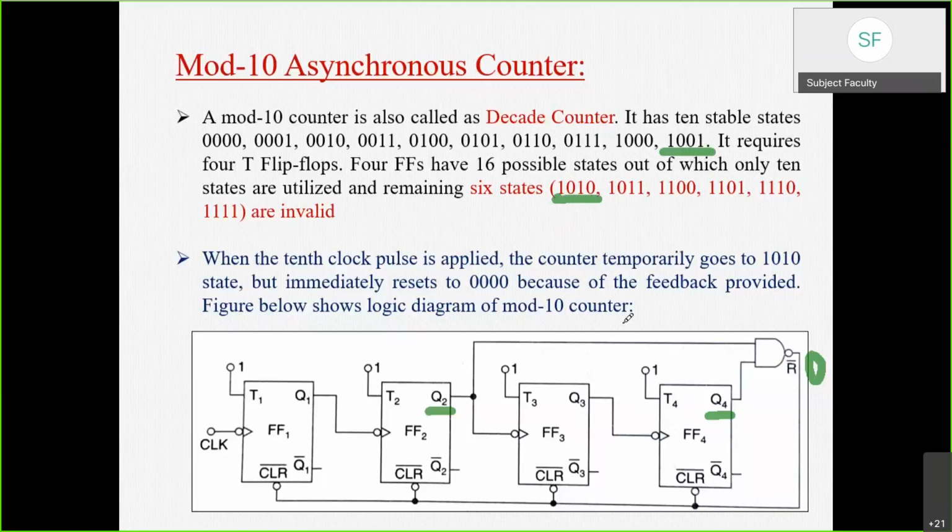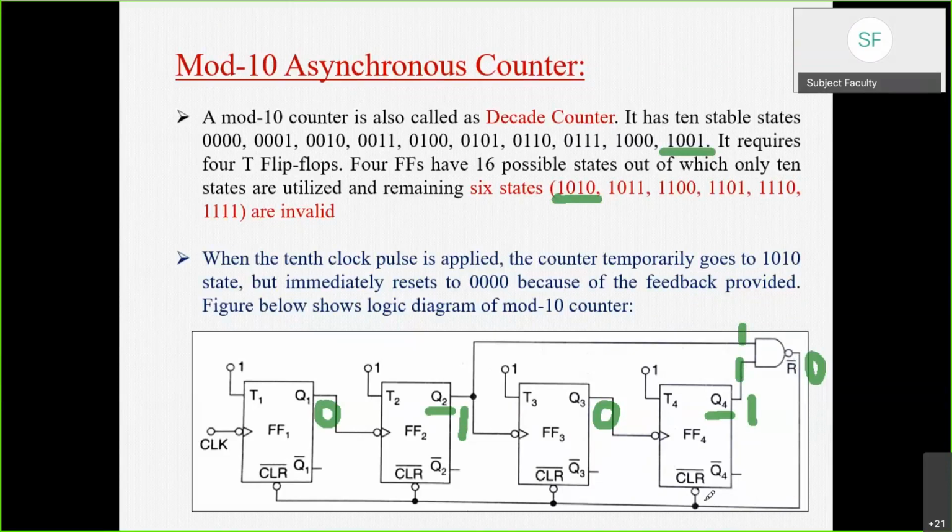Now what happens at this particular state? Q4 is your MSB, always remember, and Q1 is the LSB, so it becomes 1010. Now what happens when this count 1010 comes? Q2 becomes 1. That means one input of the NAND gate is 1, and Q4 is also 1. So both inputs of the NAND gate are now 1, 1. That means the output of the NAND gate will be 0.